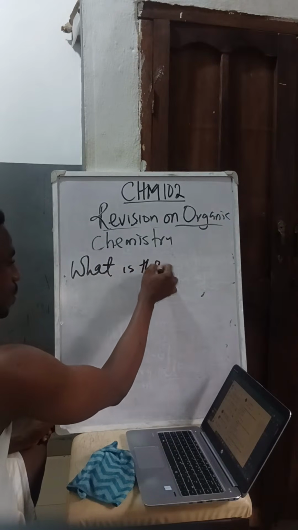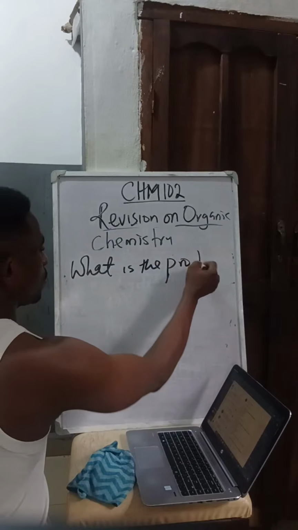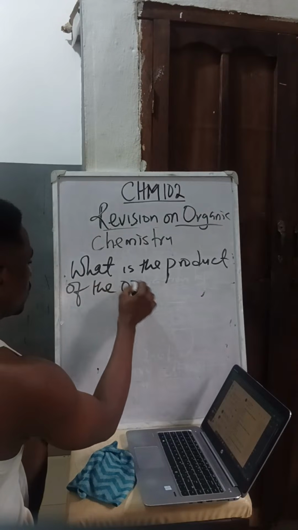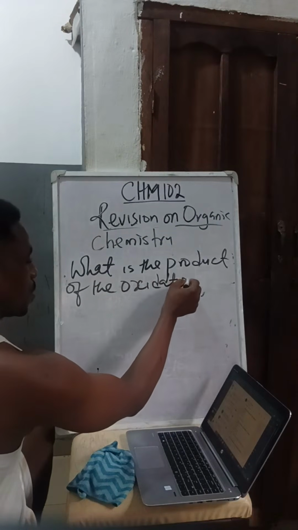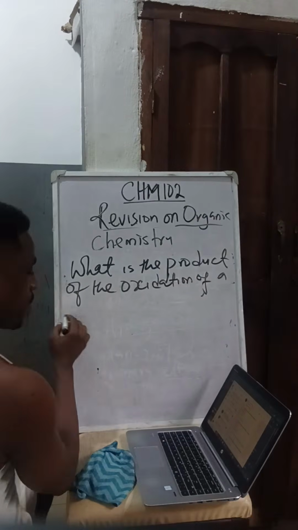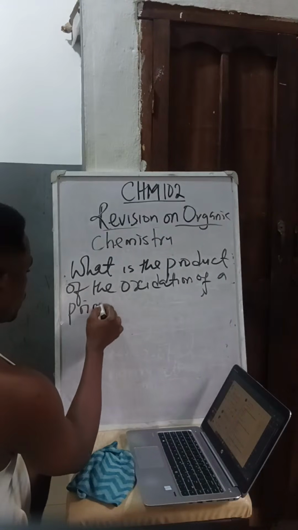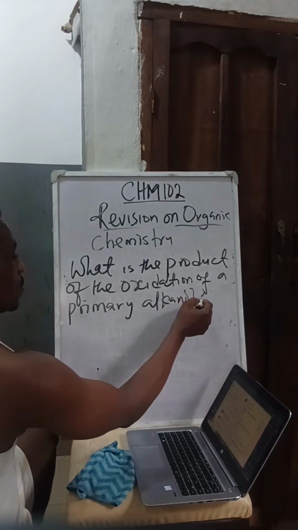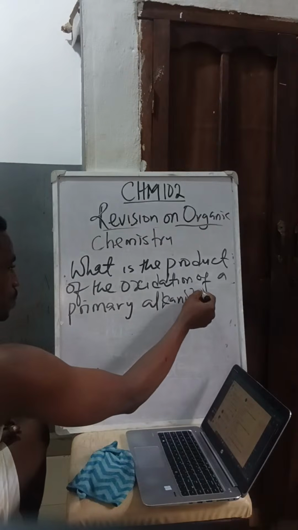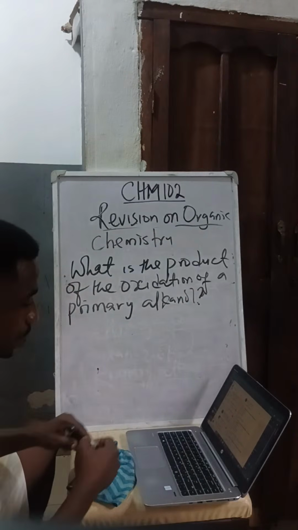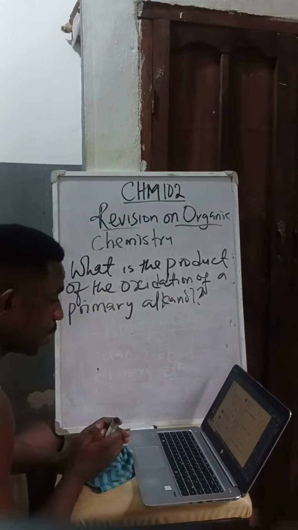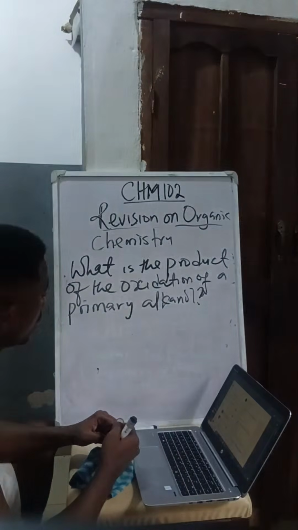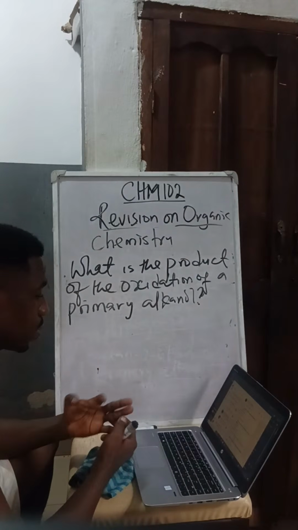What is the product of the oxidation of a primary alcohol? All right. What is the product of the oxidation of a primary alcohol?